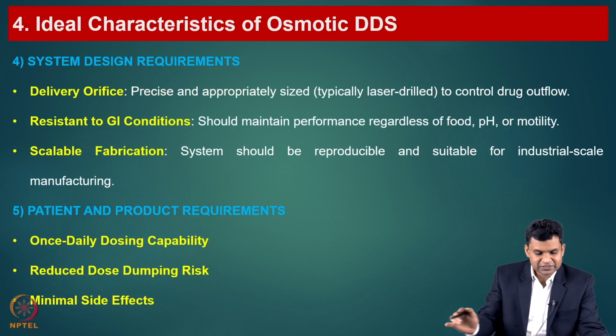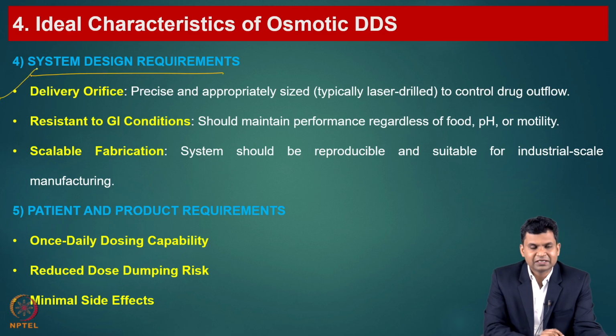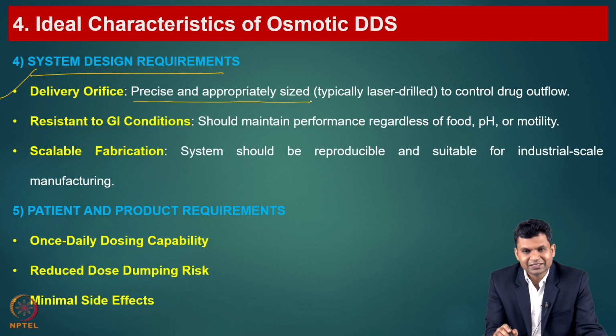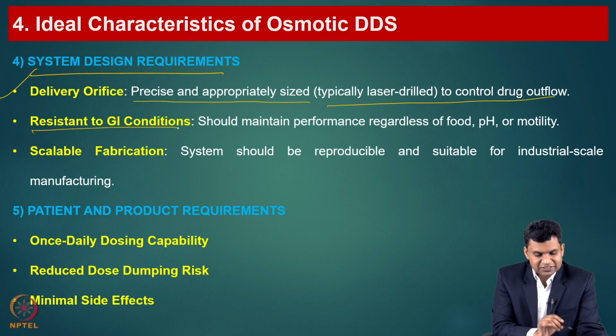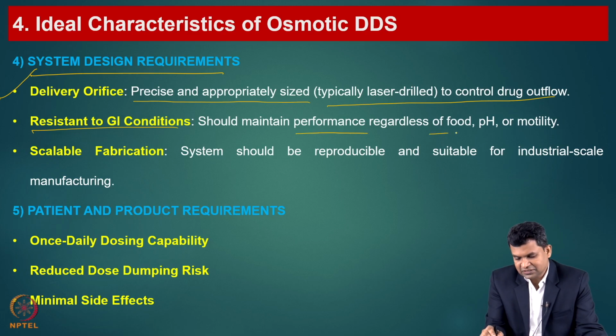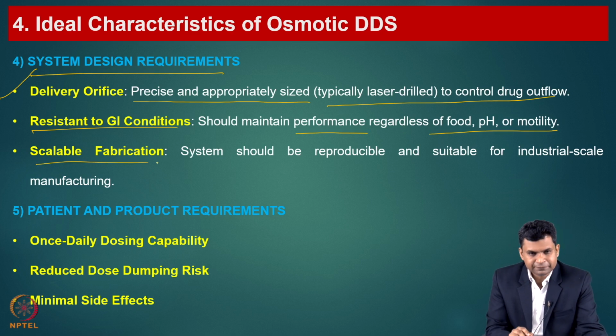So, the fourth one is system design requirement. We need to provide a delivery orifice, so that a precise and appropriate amount of the drug will be released out from the orifice. It should be resistant to GI conditions, which we already discussed in the case of the semi-permeable membrane, and should maintain performance regardless of food, pH and motility. And yes, it should be scalable fabrication; the system should be reproducible and suitable for industrial scale manufacturing.